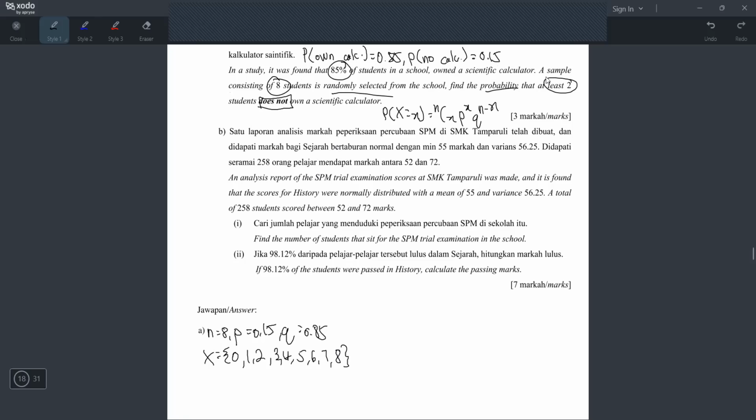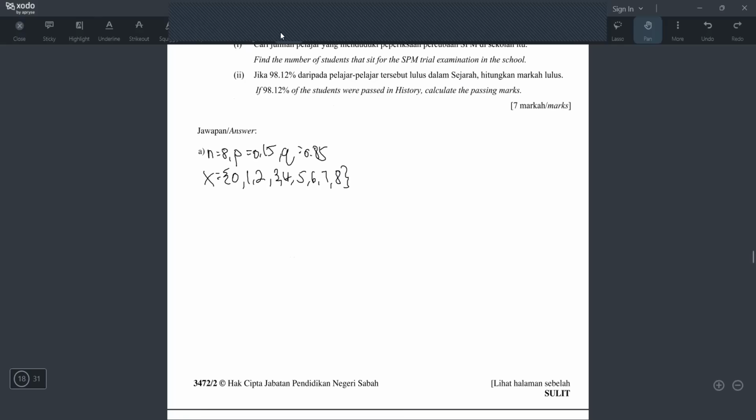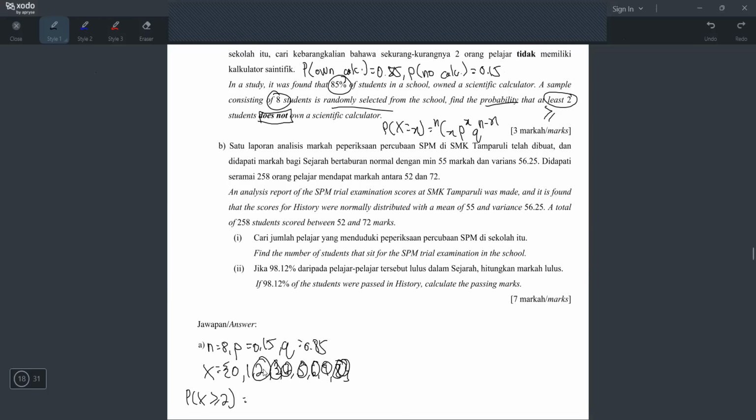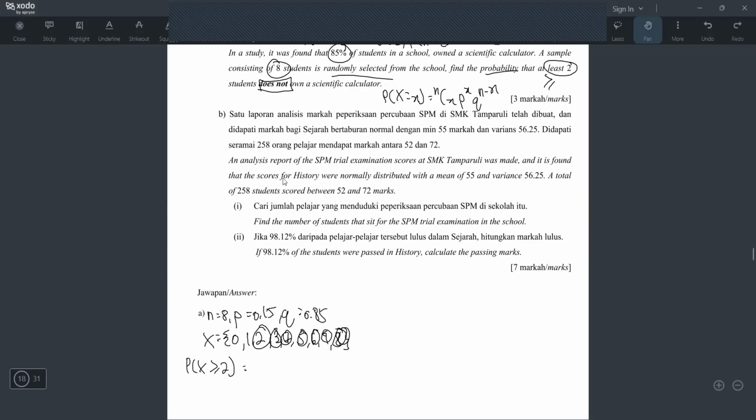All right, but they want to find at least 2. At least, the symbol here is greater than or equal to. It means what you have to find is P(X ≥ 2), which means the 2 has to be included. It means you are finding P(X = 2), P(X = 3), 4, 5, 6, 7, 8, and add all these probabilities together. It means you have to use this formula how many times? 1, 2, 3, 4, 5, 6, 7. You have to use this formula 7 times to find P(X = 2), 3, 4, 5, and then add all together, which is very slow, right? If you do like that, very slow.